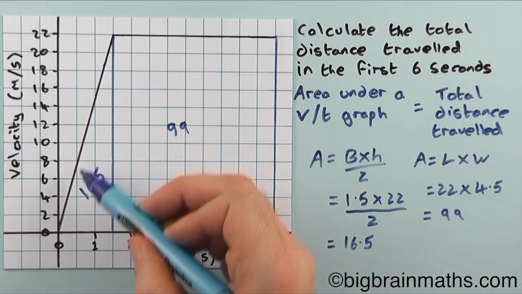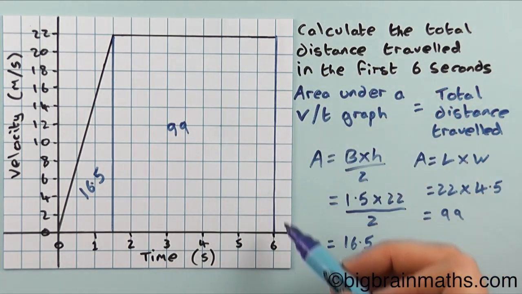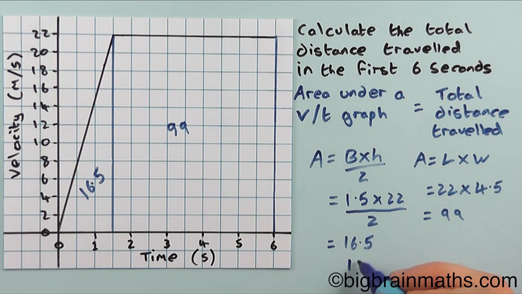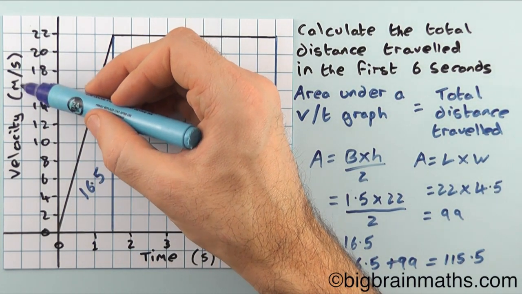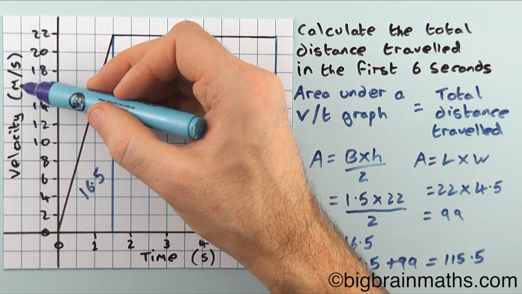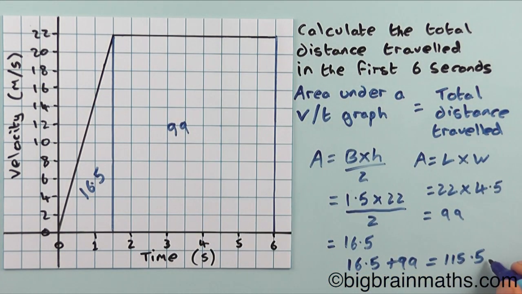Finally, to calculate the total area under the velocity time graph up until 6 seconds, we need to add these two numbers together. So we need to do 16.5 plus 99, and this equals 115.5, which is exactly the same answer that we got using the trapezium formula. Now remember, the area under a velocity time graph is equal to the total distance travelled, and because the velocity was measured in meters per second, the distance part of the velocity is in meters, which means that the total distance travelled will also be measured in meters. And this is my final answer.